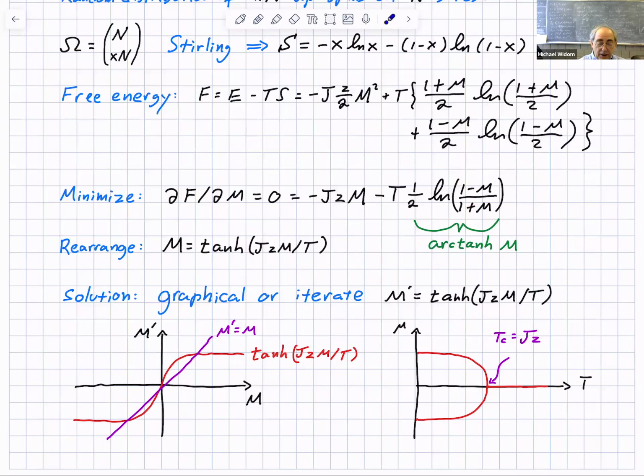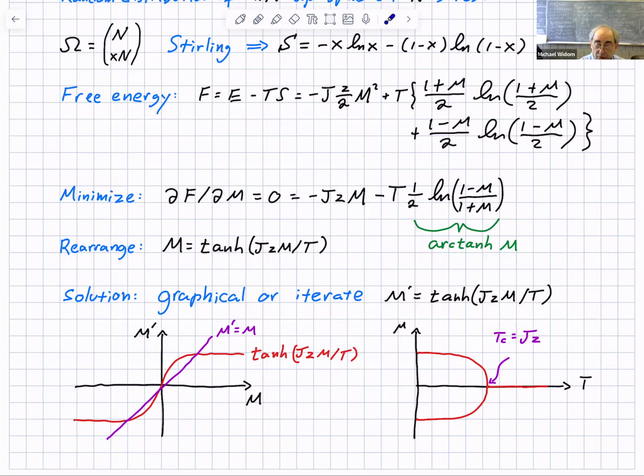And then we look for intersections, and we find there is always an intersection at m equals 0, corresponding to the disordered case. But if the temperature is sufficiently low or the coupling constant sufficiently high, then the slope of the hyperbolic tangent exceeds 1, and we find an additional pair of solutions that actually are lower in free energy than the solution at 0. And so those are the proper solutions.